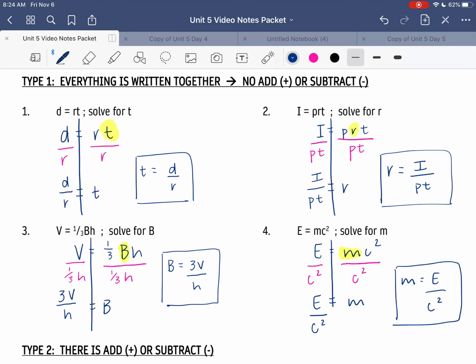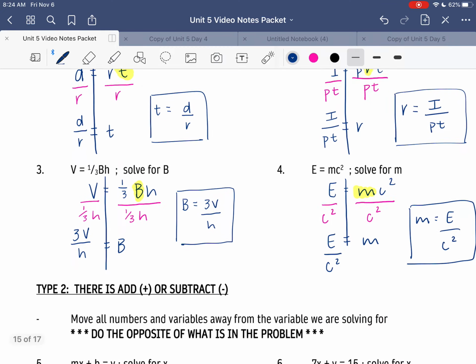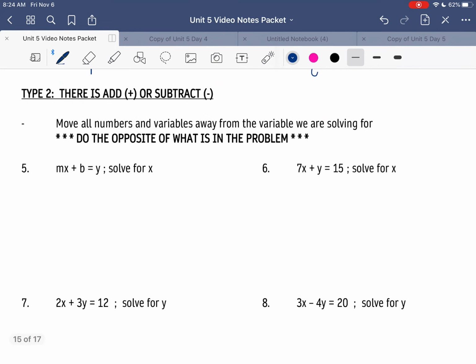Literal equations do have a lot of letters in them, which can be a little tricky, but I think you don't have to do as much simplifying, so they end up being a little bit less work. All right, our second type is going to be when we do have some addition or subtraction. We've already done this in our linear unit when we were going from standard form to slope-intercept form, and we had to solve for one of the variables. We've done something very similar to this, but we're going to review it again today.